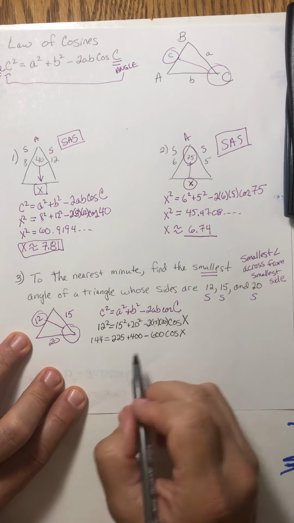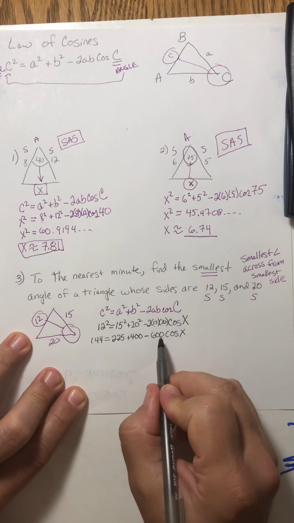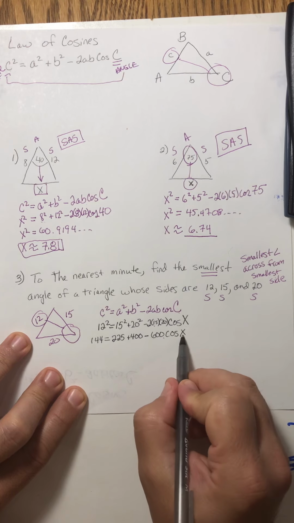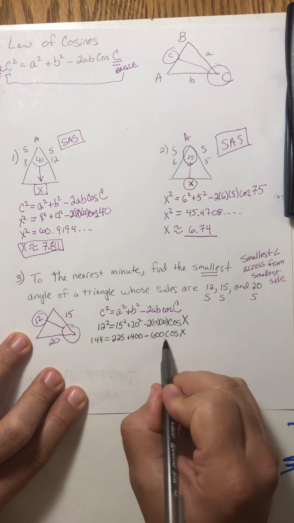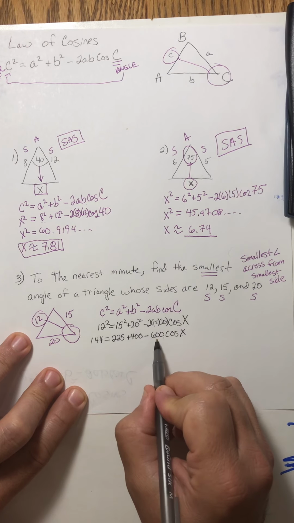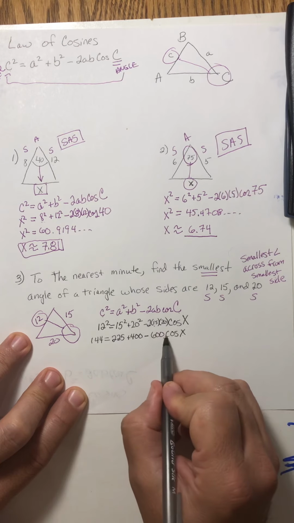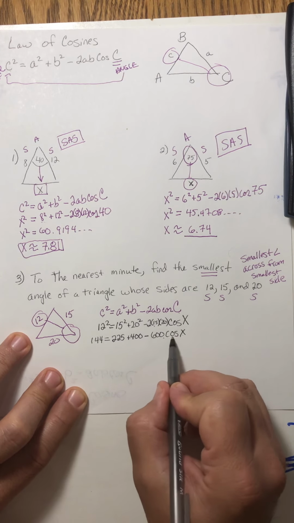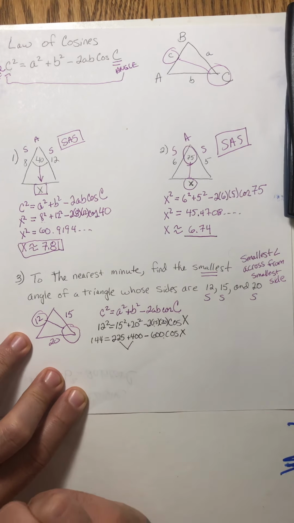And now I'm going to combine my likes. I cannot combine all 3. This 600 cosine x is attached. This is all one unit. This is like saying 600c or 600y. You cannot combine it with these two. Okay? 600 is the coefficient of the cosine x. So these are the only two that we can combine.